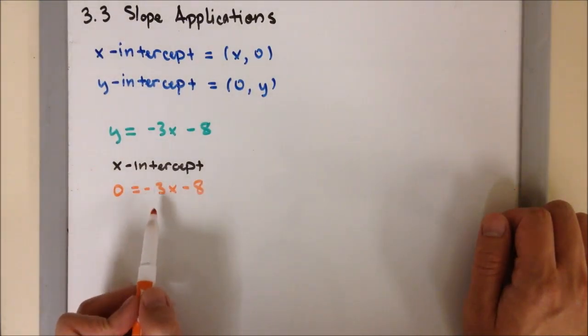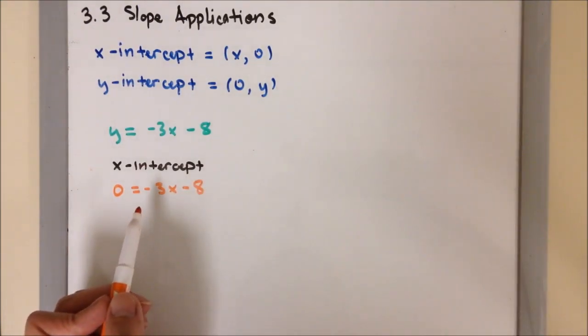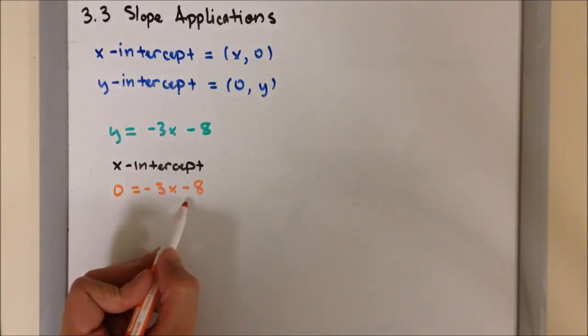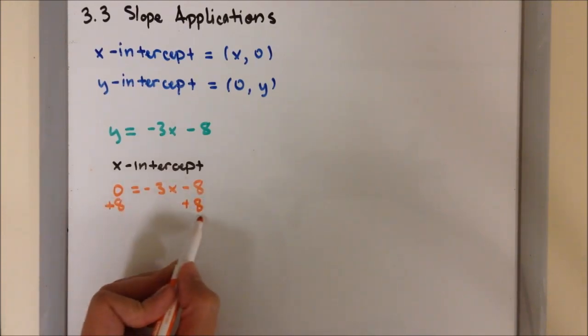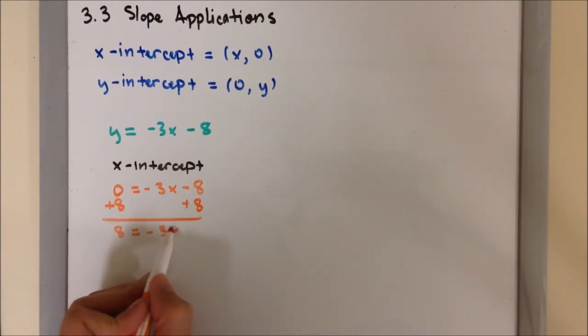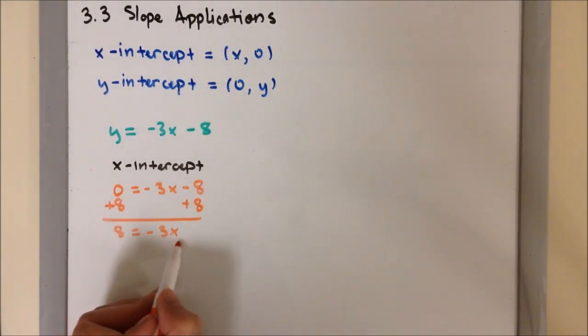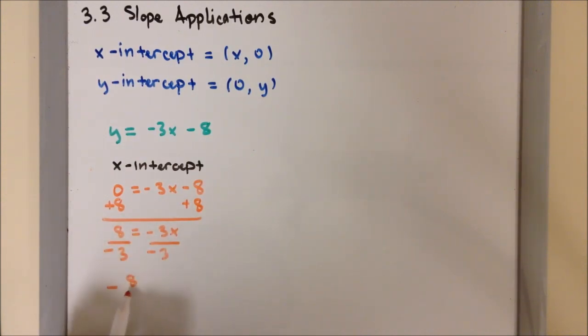And for x-intercept, we're trying to get x by itself. So in order to get x by itself, I'm going to cancel out this 8. So I'm going to add 8 on the right, add 8 on the left. So it's going to be 8 equal negative 3x. And to get x by itself, I'm going to divide by negative 3. So it's going to be negative 8 thirds equal to x.